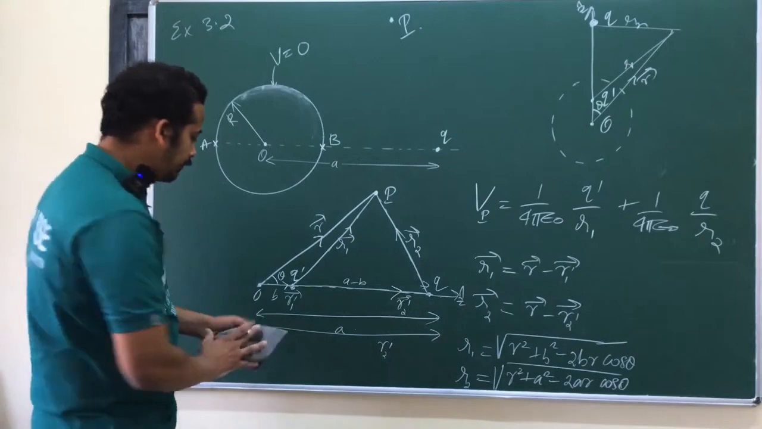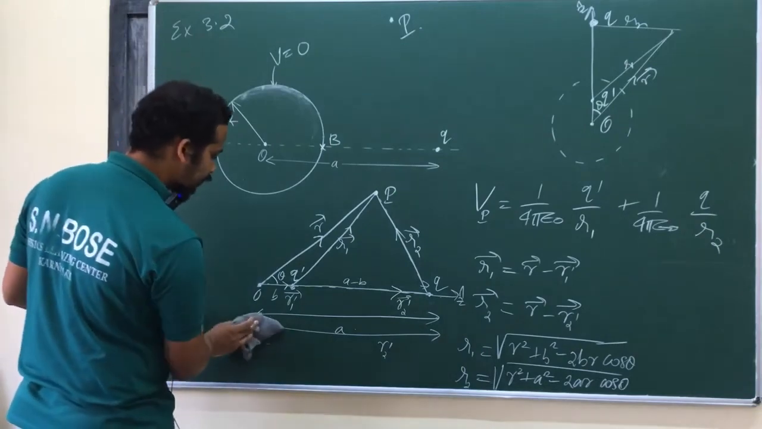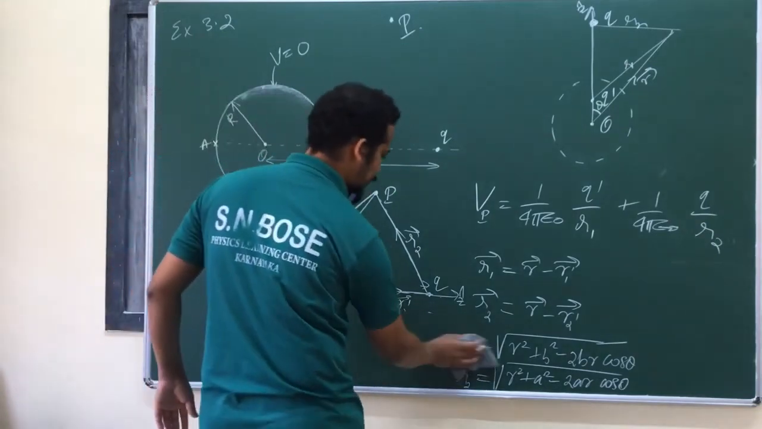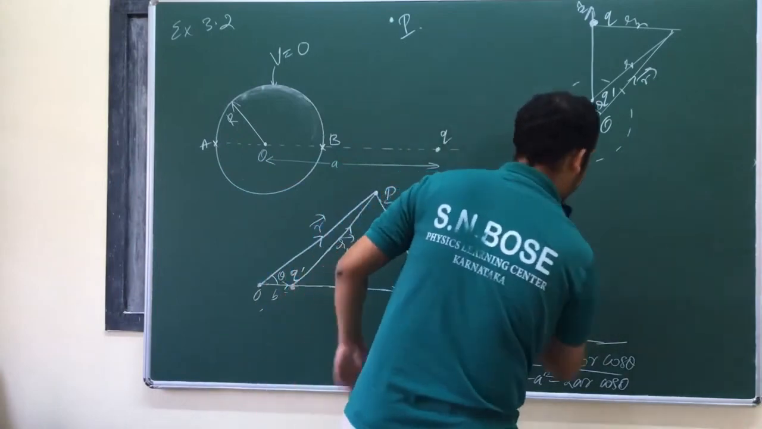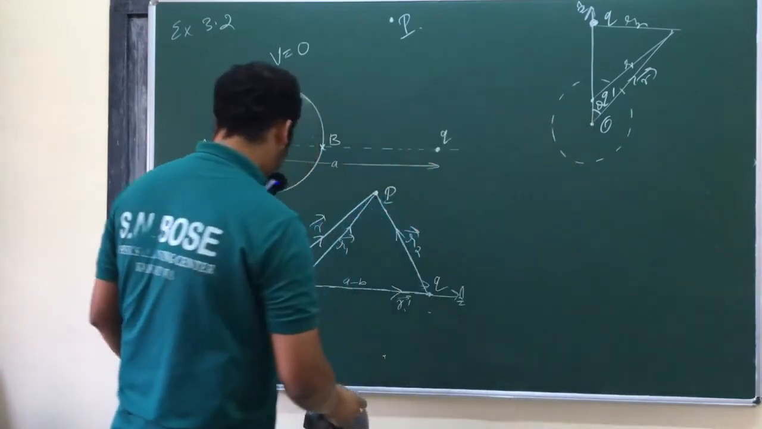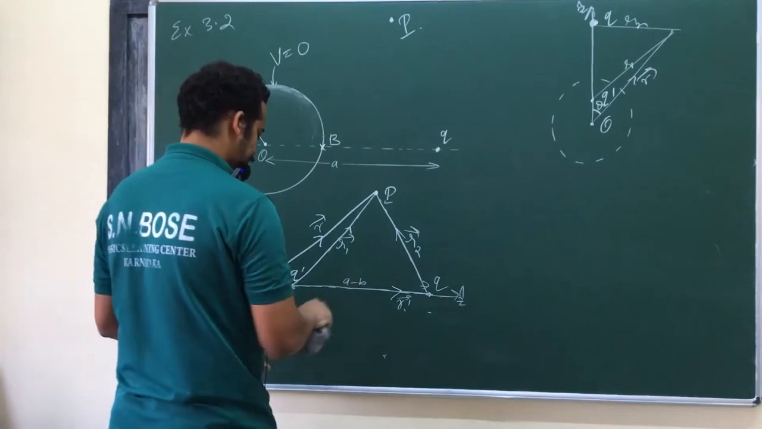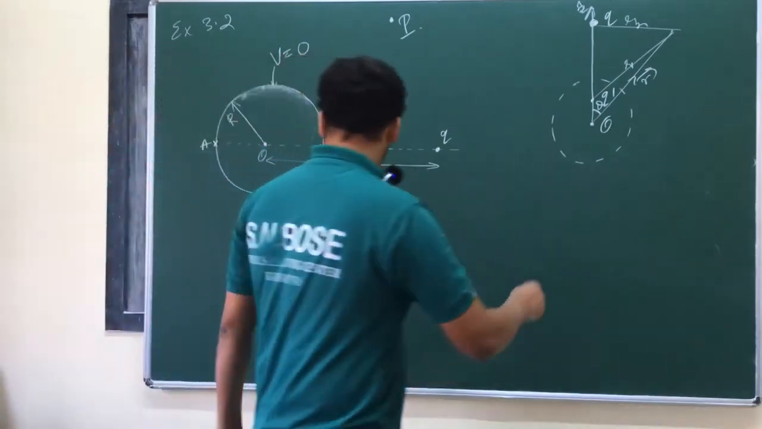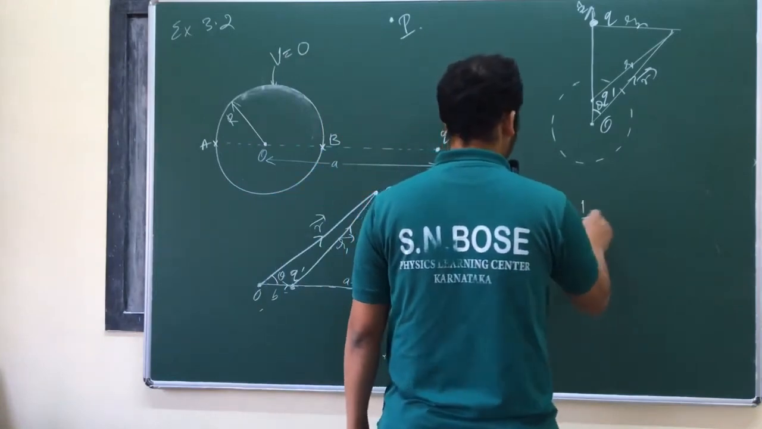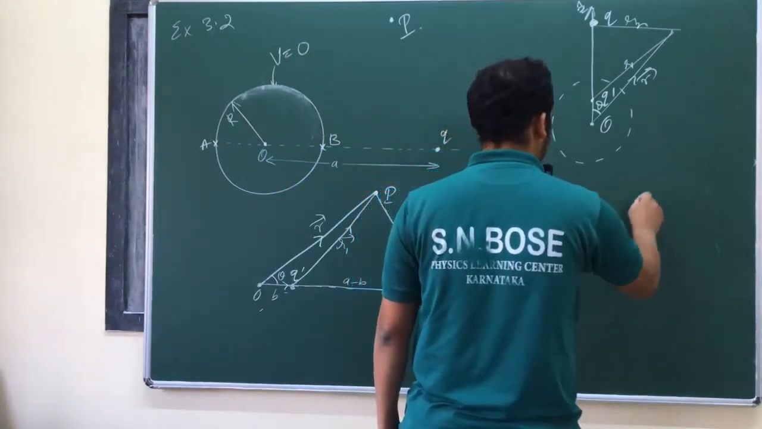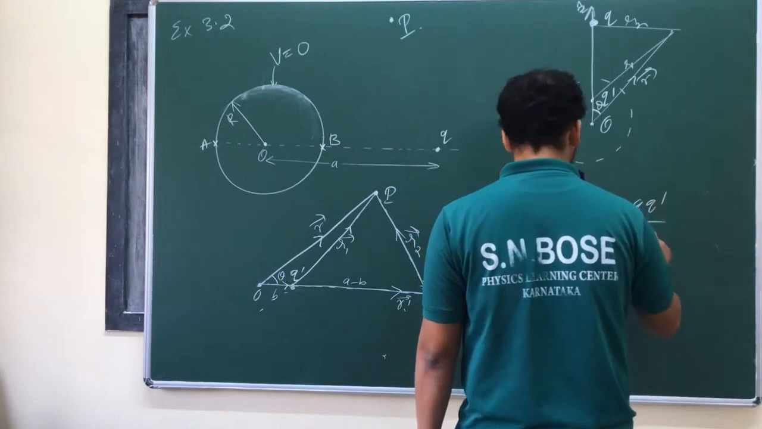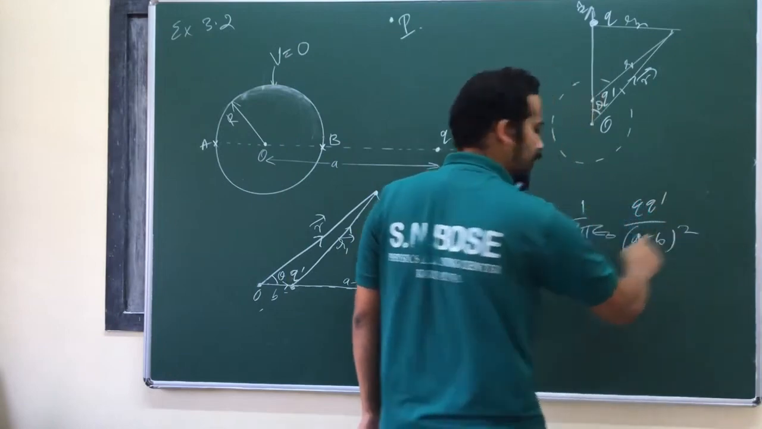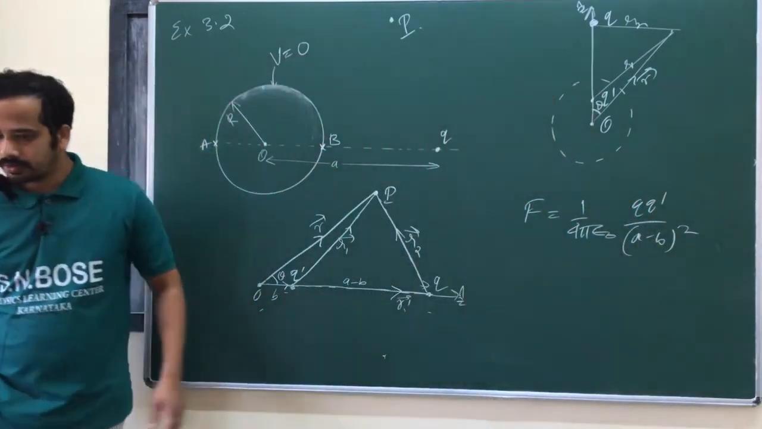Now, all of these are okay. Can you find the force? Force of attraction. A minus B is the distance between them, right? Force is equal to 1 by 4 pi epsilon naught, am I right? Q prime divided by A minus B the whole square, am I right? A minus B is the distance between them.